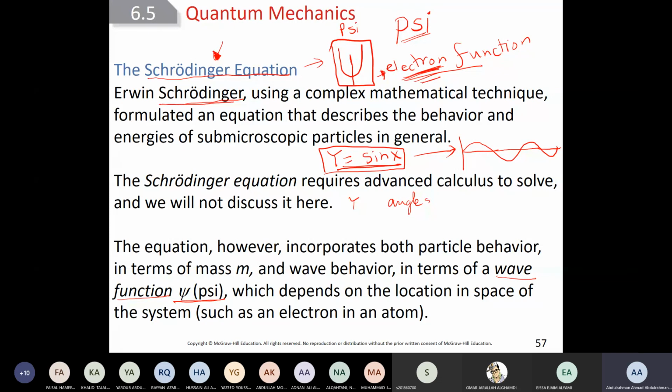And I just want to tell you, memorize only psi, which is a wave like this. The wave function represents the electron. So it's the electron wave function. All I want you to know is that psi is the electron wave function. That's it.